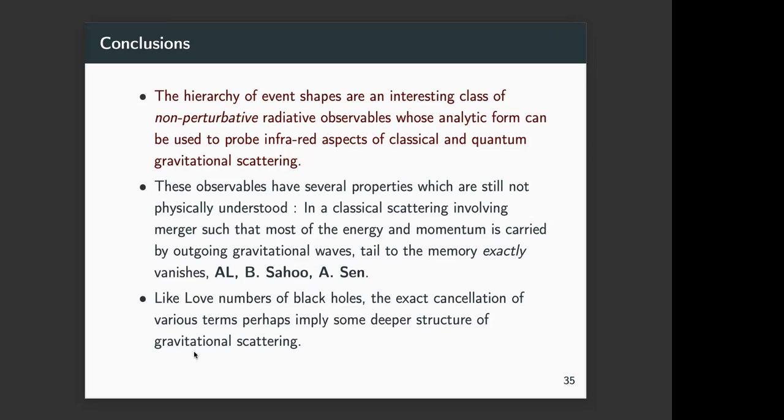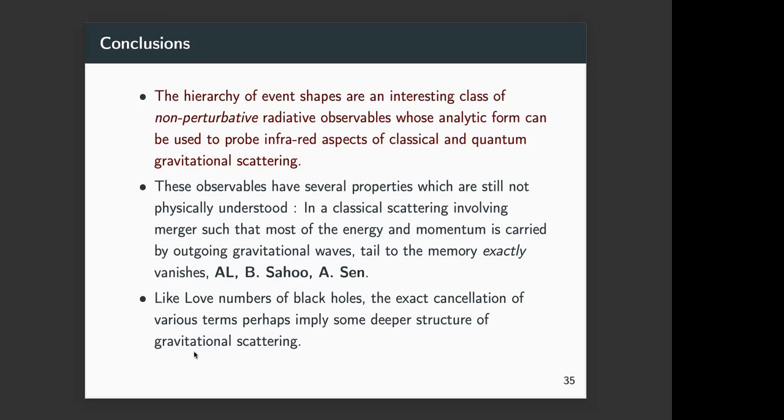I just wanted to mention that there are several properties of these which are rather remarkable and not physically understood. To give you one example, consider classical scattering involving a merger, in which two black holes come and collide and form one single object, one black hole, but such that most of the energy and angular momentum is carried by the gravitational waves. Then the first tail to the memory, the first log omega term, exactly vanishes. This is something that we observed in a toy example with Ashok, and then it was proved more generally by Vishwajit and Ashok a few years later.